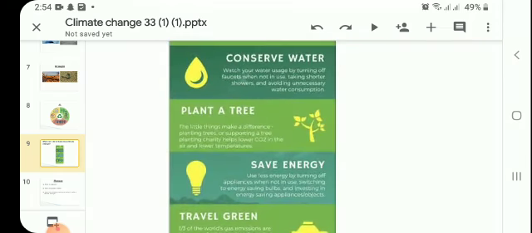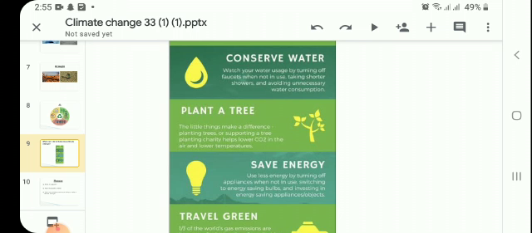Number one is conserve water. Watch your water usage by turning off faucets when not in use, taking shorter showers, and avoiding unnecessary water consumption. Don't waste your water, save the water. It means save the water.